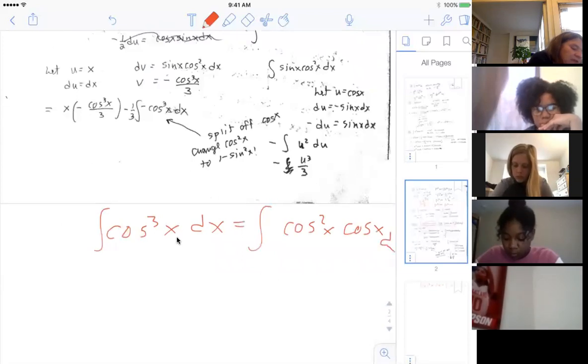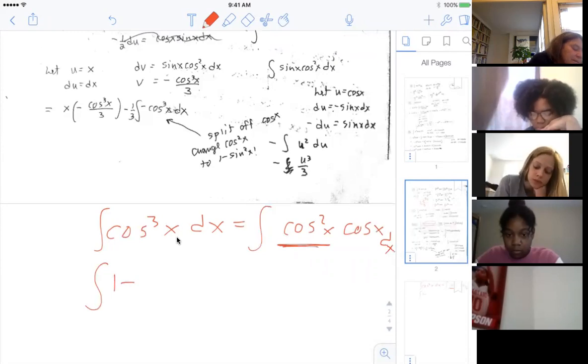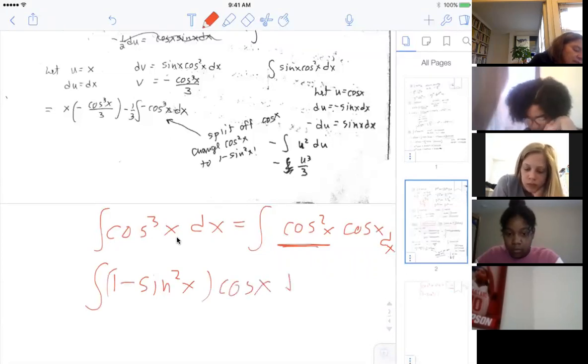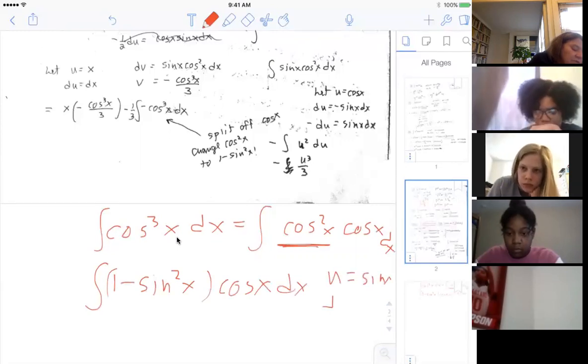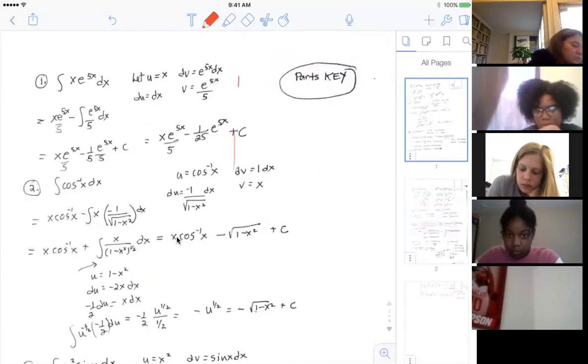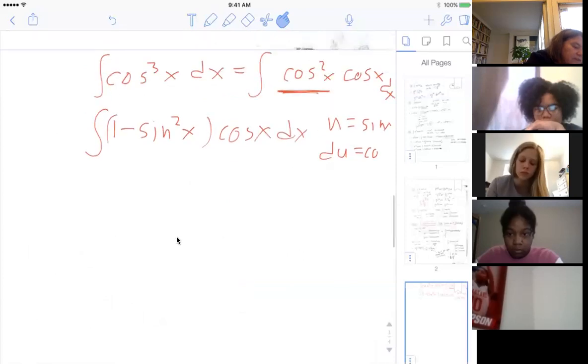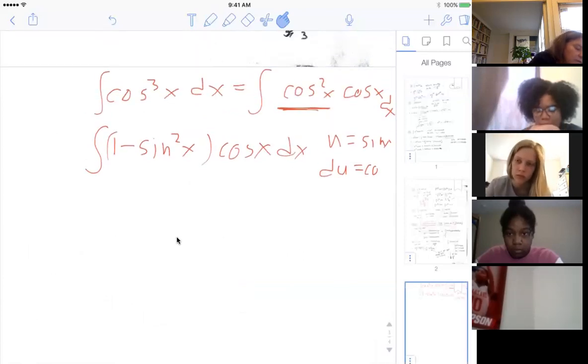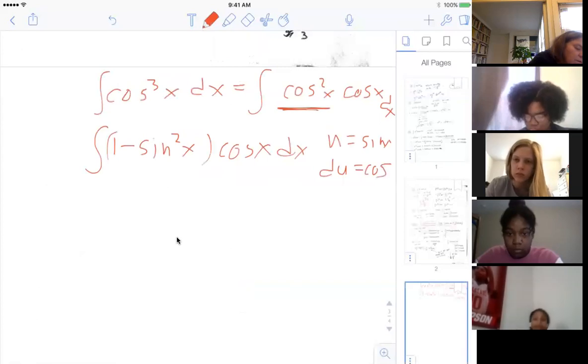And the reason I split the cosine off is so it could be the derivative of sine, which means I'm going to change that to sine, which is 1 minus sine squared x. And then this again is cosine x. And then it's easy from there, because you're going to let u be sine x. du is going to be cosine x, and then it's pretty easy to integrate there. Rats. Okay, so that's how you're gonna do that one. So I can let you finish that one.